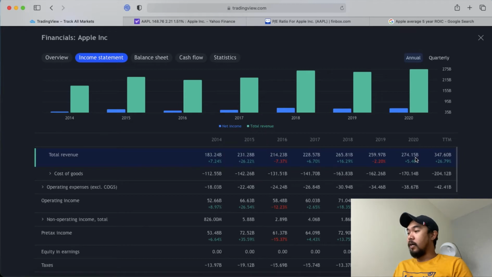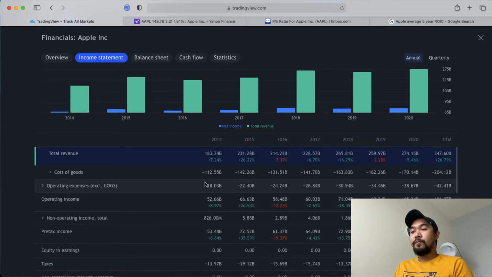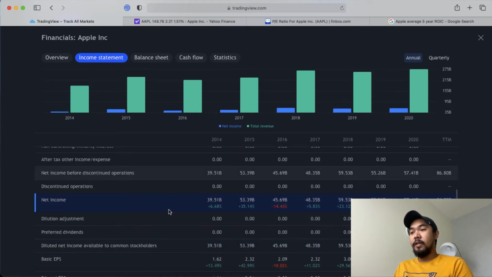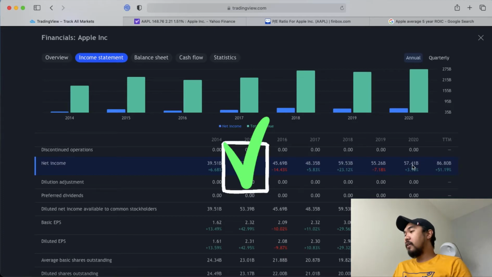Number 4, net income growth over the last 5 years, should be growing as well. So let's find it. Net income is over here. Let's go to 2016, 45.69 billion. It's been growing to 48, 59, 55, 57. So we can see some consistency right here. That's a check mark for net income growth over the last 5 years.